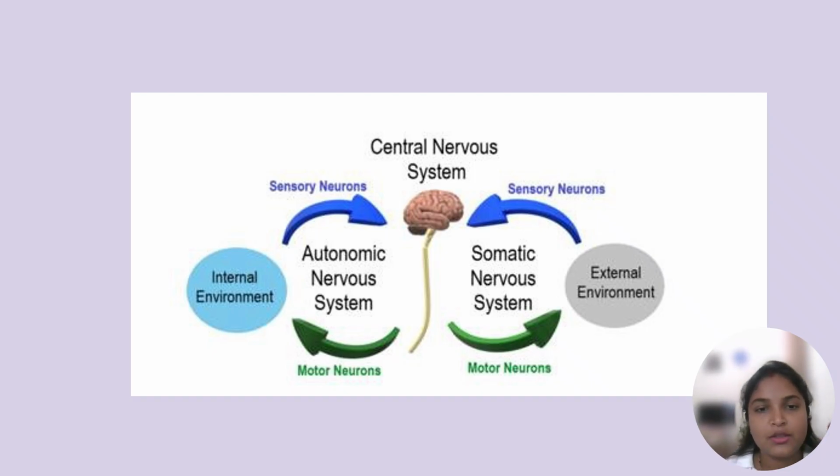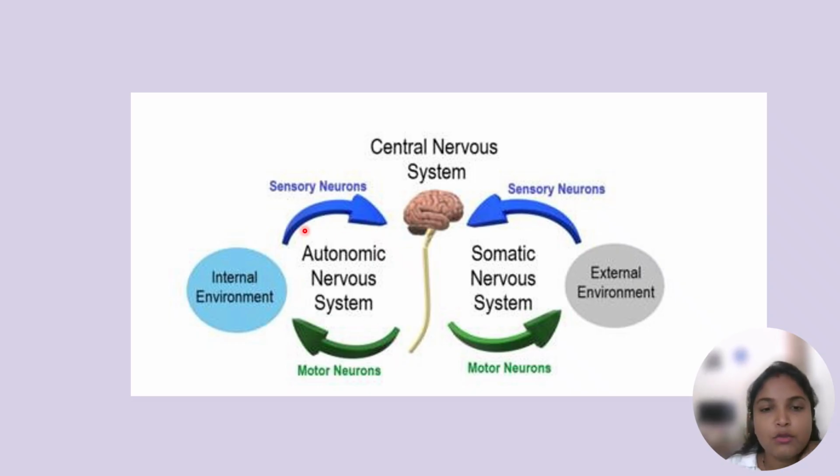See the central nervous system, and how it is connected with the internal environment and the external environment. From the external environment, the sensory neuron sends messages to the brain or the spinal cord, and then it sends the messages back through the somatic nervous system, which is for voluntary action.